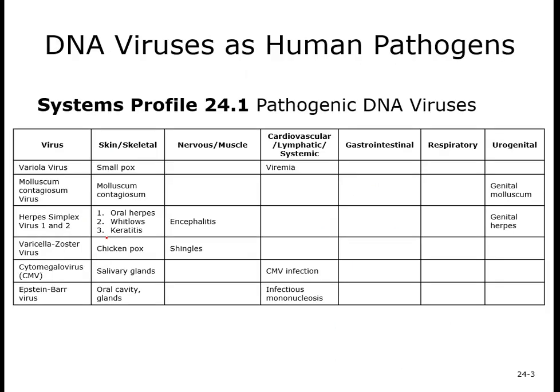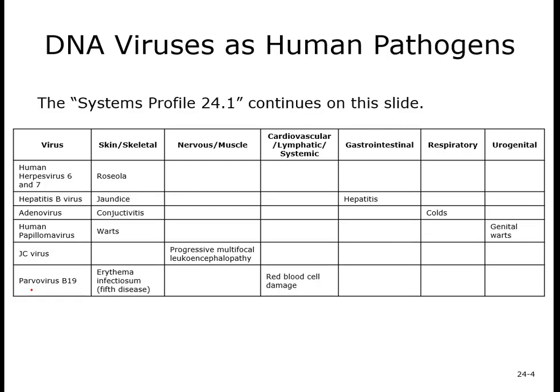This table is very nice in organizing all of the DNA viruses that we're going to go through, and we're going to go through them in this order. So we're going to start with talking about the variola, also known as smallpox. Then we're going to go into the herpes viridae, which includes herpes simplex virus, VZV, cytomegalovirus, Epstein-Barr, and then human herpes virus 6 and 7.